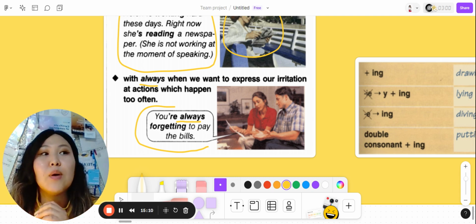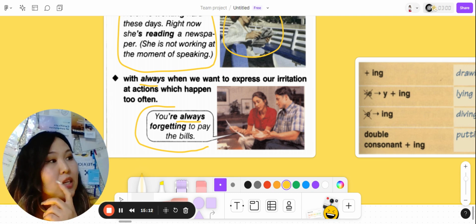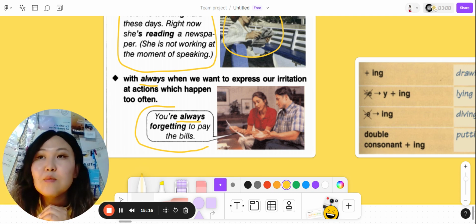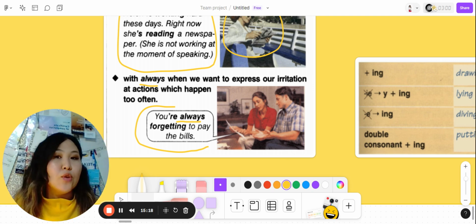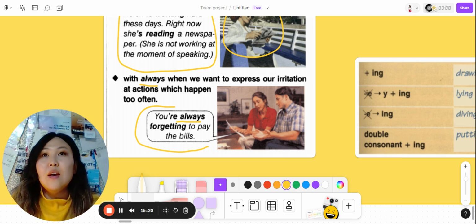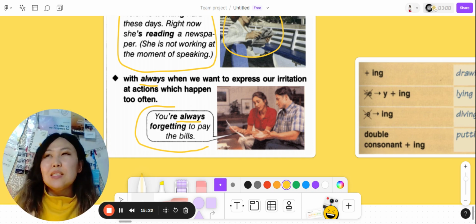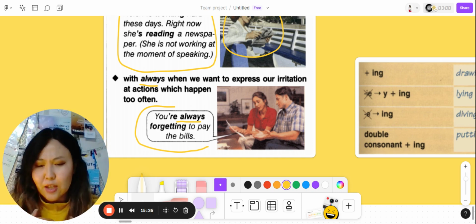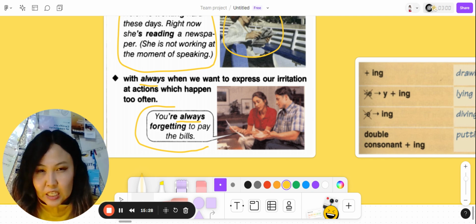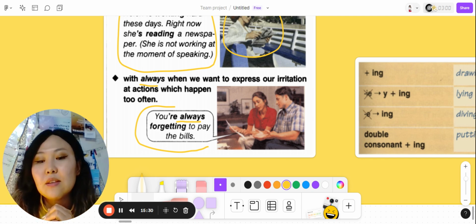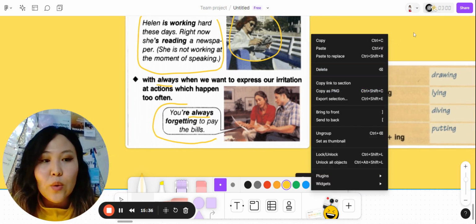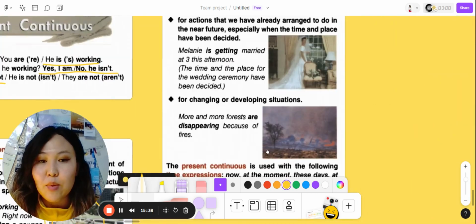Or I can use it about my daughter. She's always playing with all of her toys and she's always not cleaning them. I know it's kind of a strange example, but anyways, you can feel my irritation that I don't really like it. And that's why I'm saying that, you're always doing it. I hate it. So, we are going to the next example.